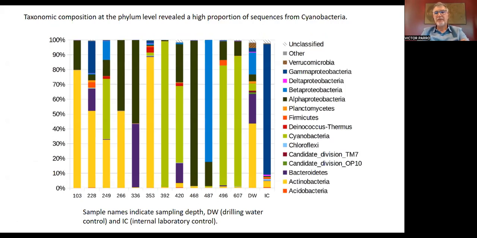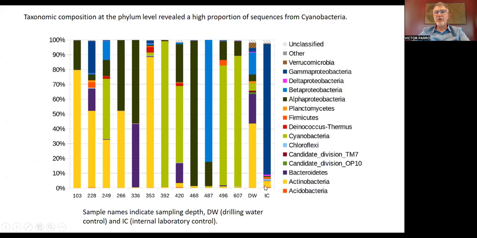We also determined the taxonomic composition of the prokaryotic community, in that case the bacterial community, in different samples. You see here the numbers indicating the depth in meters, and other samples that we ran as controls, like drilling water, or another control from the exterior.